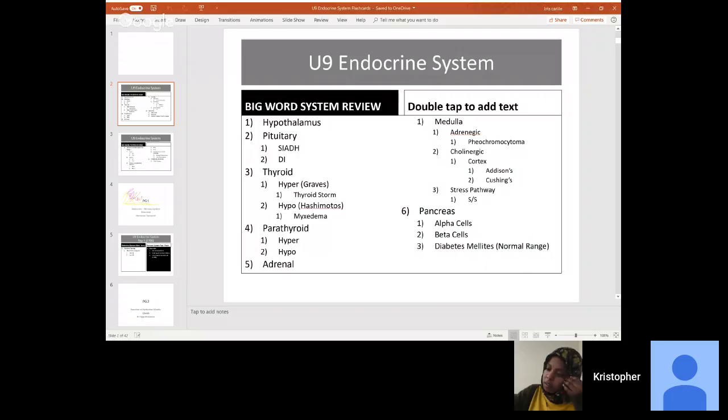When I say cholinergic and I say adrenal cortex, what is one more way I can say that I haven't already used?